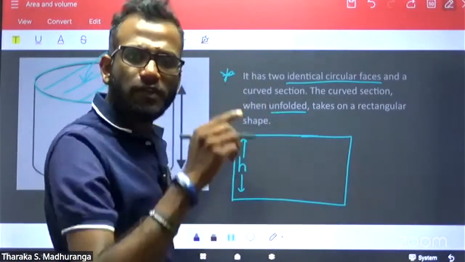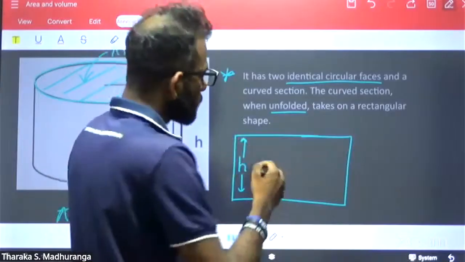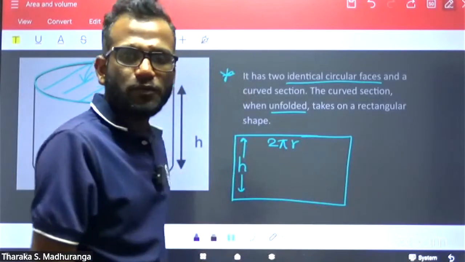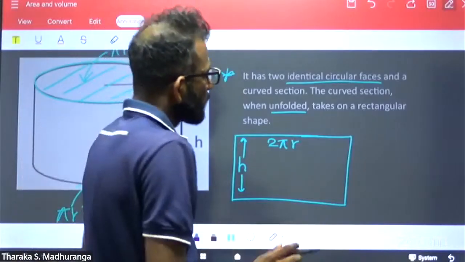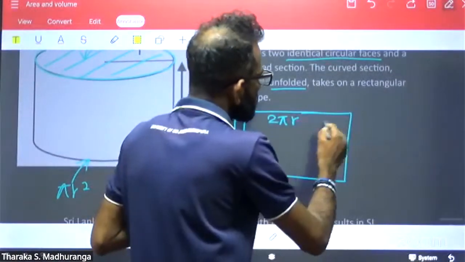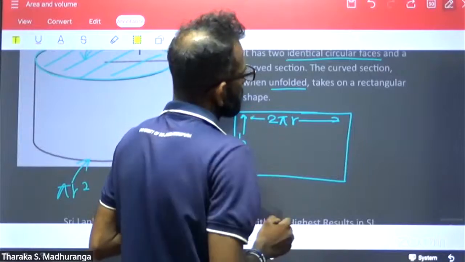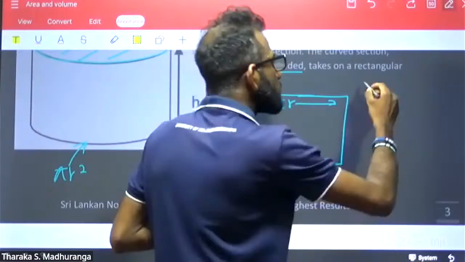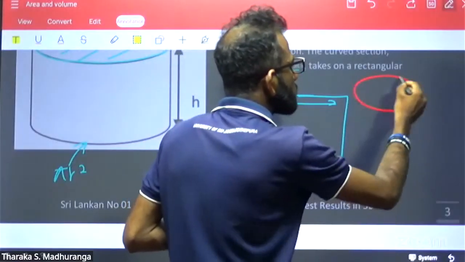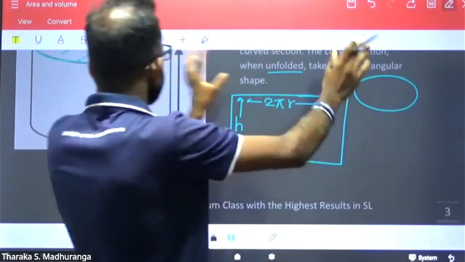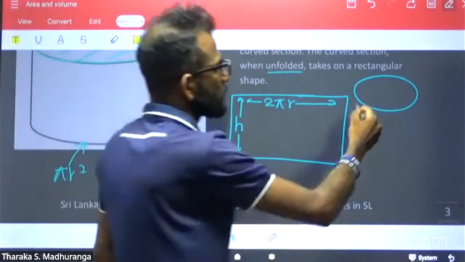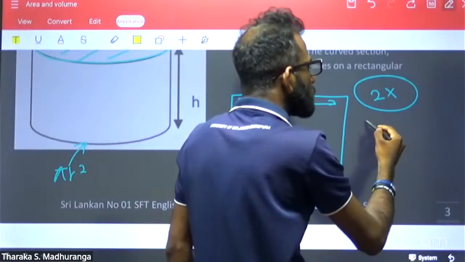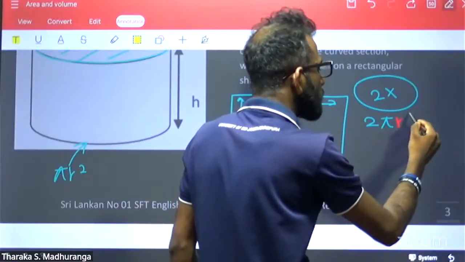Then what is the equation for circumference? 2πr, right? 2πr for circumference. Then this length is 2πr. Now it has another two. This is a circle. This type, how many circles? 2 circles. In 2 circles, then πr squared into 2, 2πr squared.